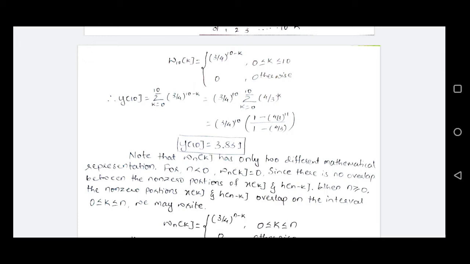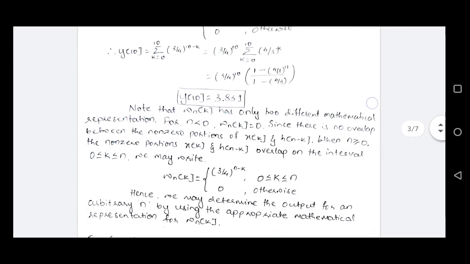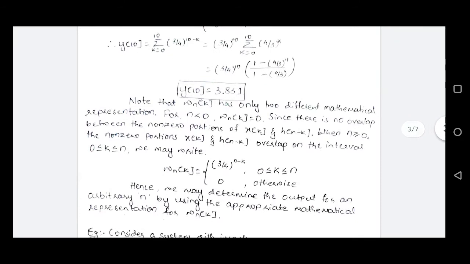And clearly for this input and the impulse response, there will be only two mathematical representation changes. One which will be 0 for n less than 0, and another some non-zero value for n greater than or equal to 0. And for n greater than or equal to 0, the overlap will be from 0 to n only.